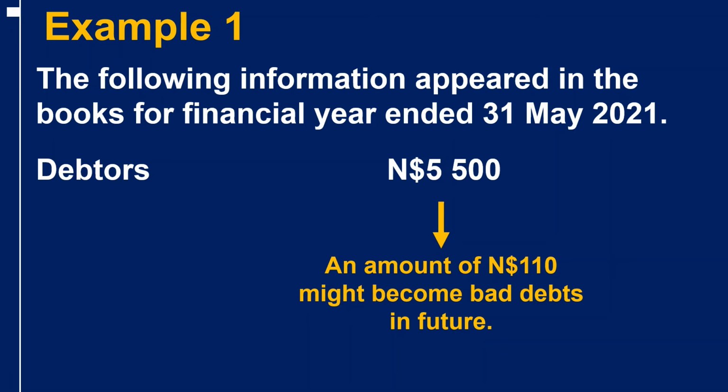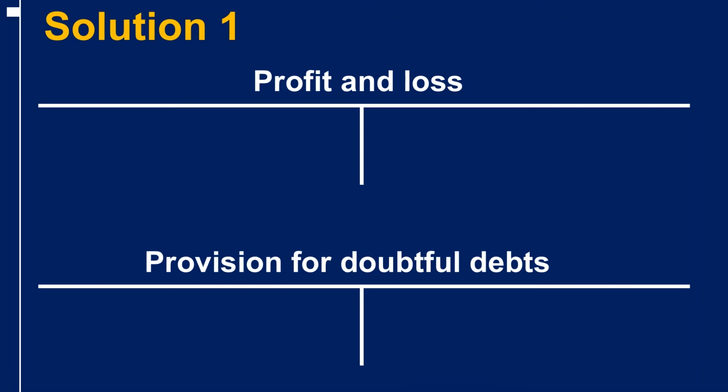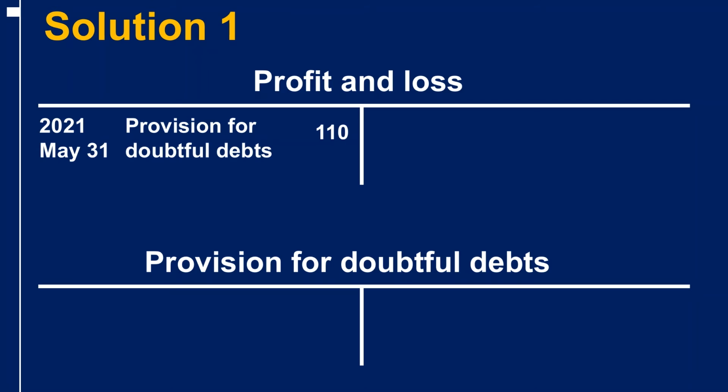This anticipated future loss is charged in the profit and loss account as an expense. Therefore, profit and loss account will be debited, whereas provision for doubtful debts will be credited.